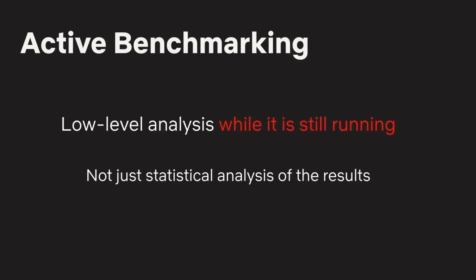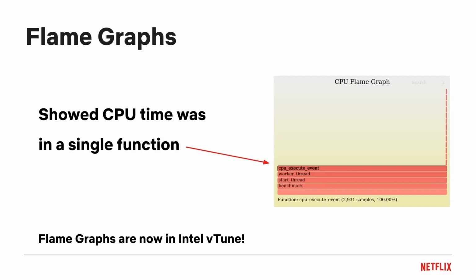Now, I've done benchmarking for a long time, and I summarize it as nearly 100% of benchmarks are wrong or deeply misleading for some reason. How I tackle it is I do something I call active benchmarking, and that's where you analyze the benchmark while it's still running. You don't just look at the results afterwards and do statistical analysis. So for this benchmark, I began by doing analysis using CPU flame graphs. This is a profiling visualization I invented 10 years ago that is now widely available, including in Intel VTune.